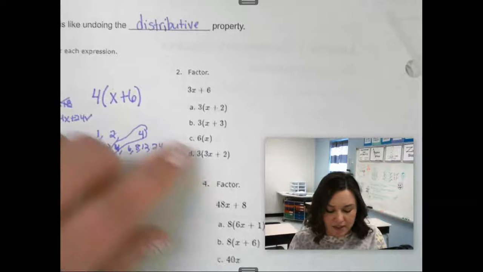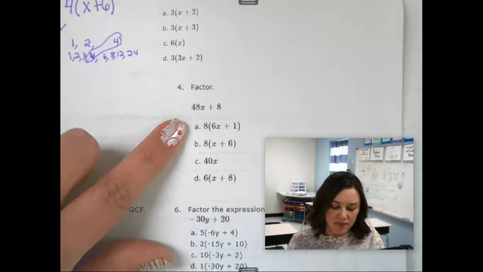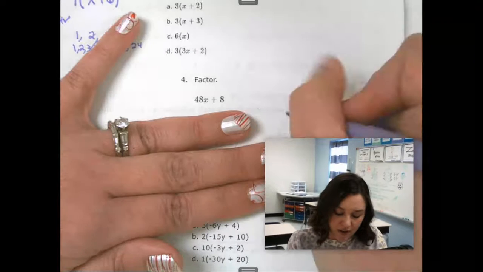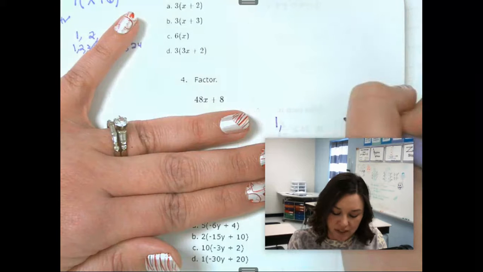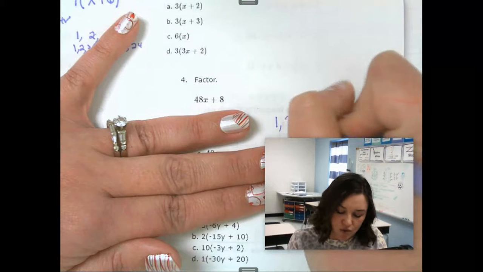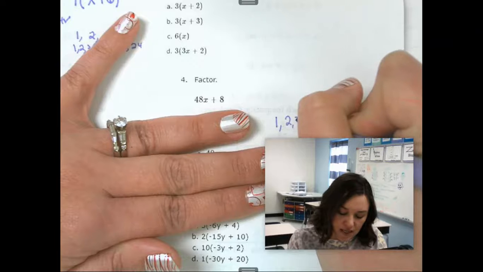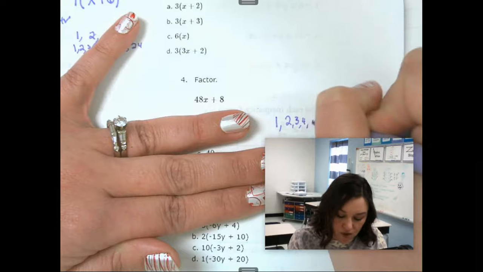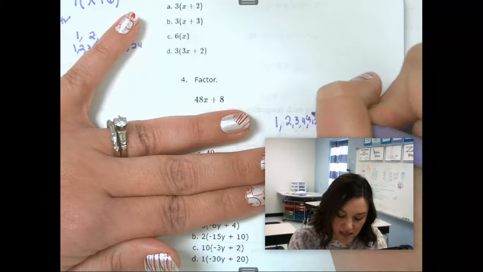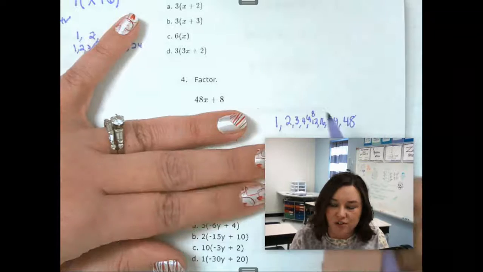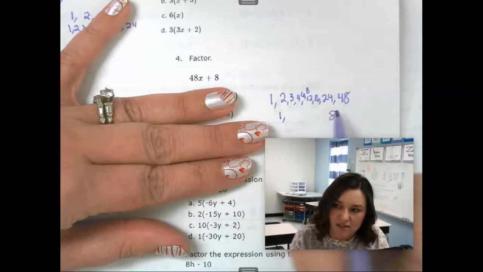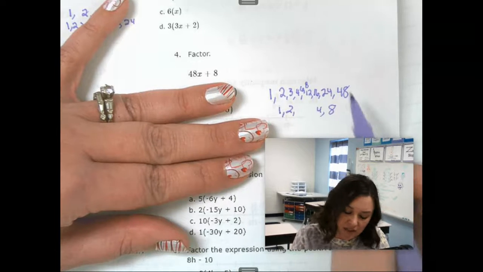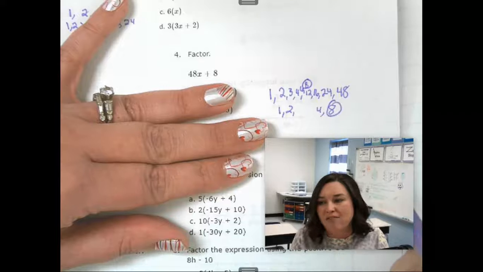So when I look down here at number 4, 48 and 8, what do they both have in common? Well, if I write out all the factors for 48, that would be 1 and 48, 2 and 24, 3 and 16, 4 and 12, and then 6 and 8. Then if I listed all the factors for 8, that would be 1 and 8, 2 and 4, and that's it. Well, what's the biggest one they have in common? 8. They both have an 8.